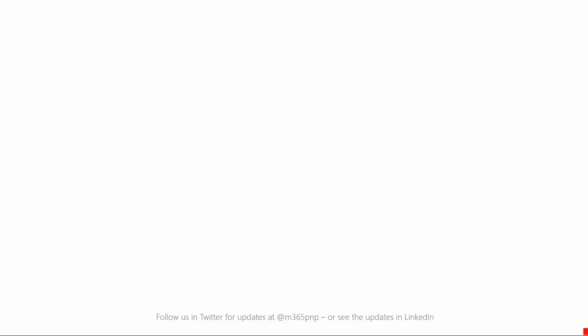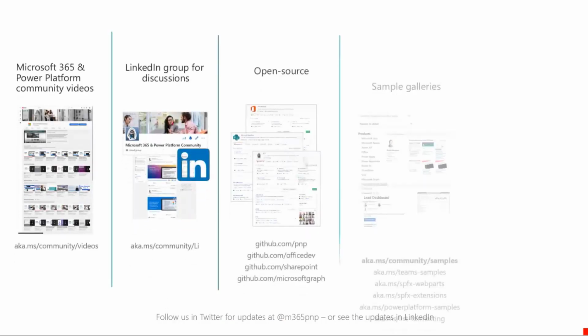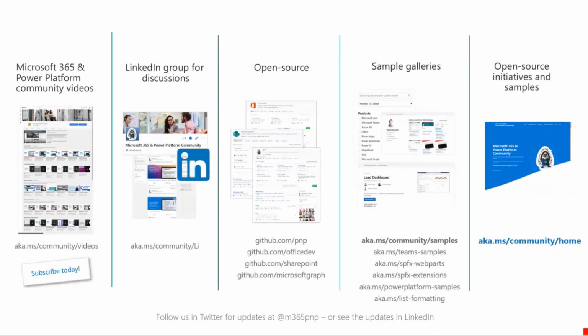But first, let's talk about some resources that are available to each and every one of you in the community. We got so many resources. Videos, and we got discussion groups, and we got open source projects like CLI for Microsoft 365, PNP.JS. We got sample galleries, as I mentioned, so many samples, team samples, SPFX web parts, extensions, Power Platform samples, list formatting samples, script samples, all the samples, all the time, all here for you. All you got to do is memorize every one of these URLs forever. Just kidding. One URL, aka.ms/community/home, will give you access to all of this goodness that is available to you all day long.